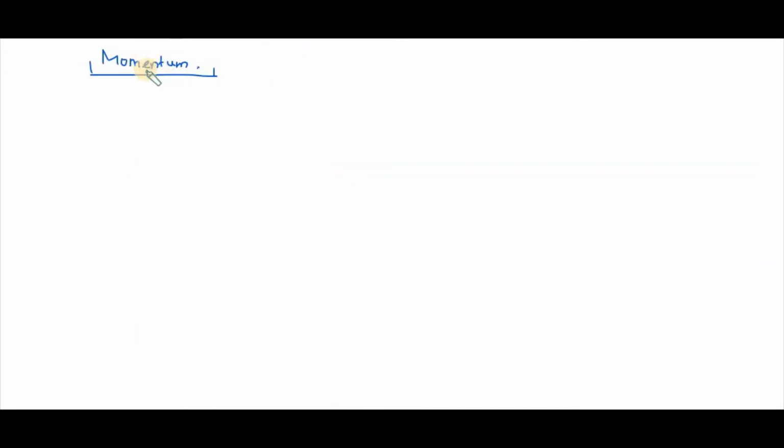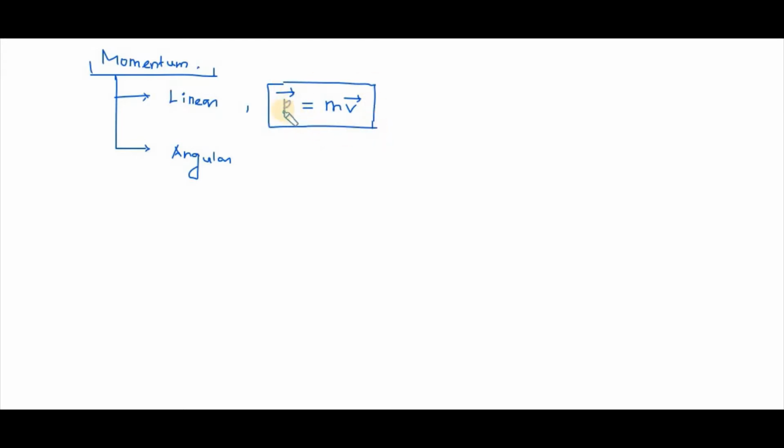Next we are going to talk about the classifications of momentum. Momentum can be classified in two ways. First is the linear momentum, and the second is the angular momentum. The linear momentum is what we have discussed now, P equals m times v. This is the vector form, where P is the linear momentum, which is a vector quantity, mass is a scalar quantity, and velocity is a vector quantity.